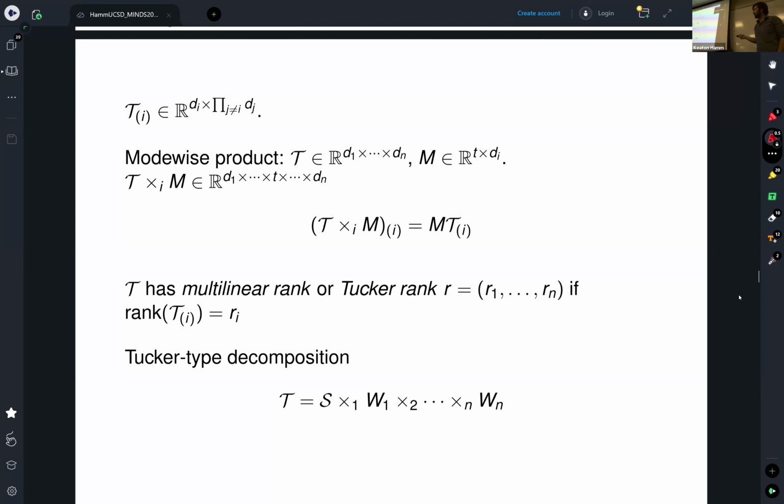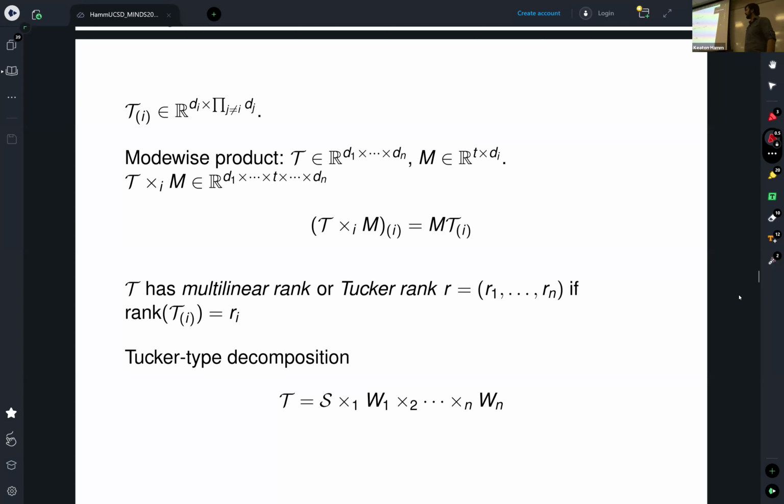And so the rank is not a uniquely defined notion for tensors. And so when I say low rank tensor decomposition today, I'm going to be considering primarily multilinear rank or Tucker rank. And that is a tuple of n different ranks where each r_i is the rank of the ith unfolding of the tensor. So in a way, you're viewing your tensor as a bunch of matrices by unfolding, and you're looking at the rank of those unfolded matrices.